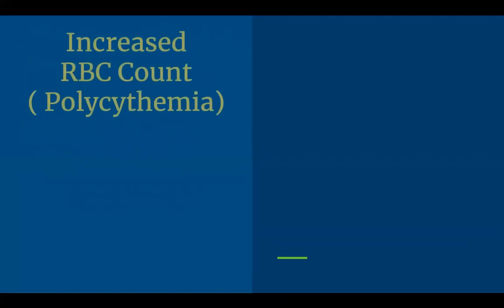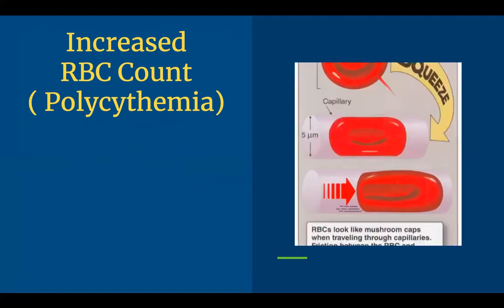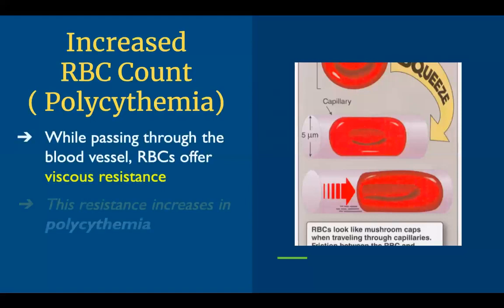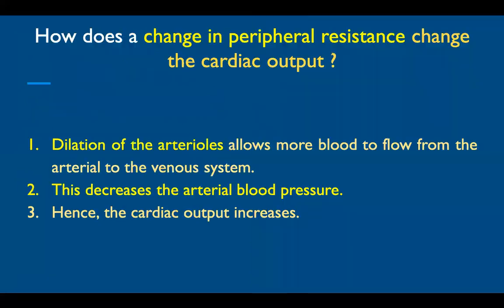Another thing is the increased RBC count, because RBCs are 7.2 to 7.8 micrometers in diameter, while the capillary is just 5 micrometers in diameter. So the RBCs have to assume a parachute-like configuration while passing through the vessels, and when the number increases, the friction resistance and the peripheral resistance increase. So this increased resistance occurs in polycythemia.